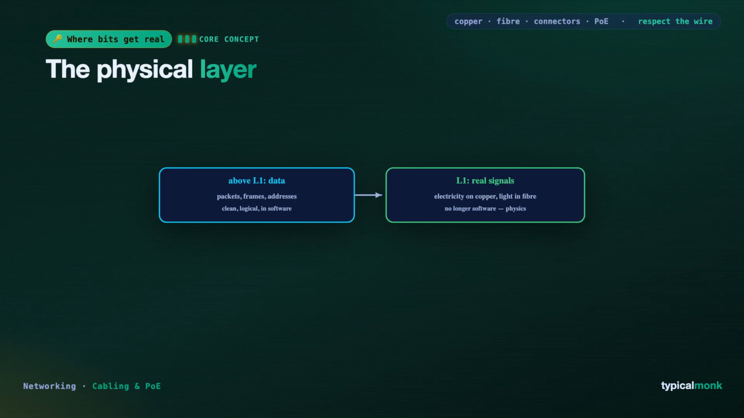That is layer 1. Here, bits, the ones and zeros, are turned into actual physical signals traveling down a medium. On copper cable, that signal is electricity, voltage levels representing ones and zeros. On fiber optic cable, it is light, pulses flashing on and off. This is no longer software, it is physics. Real signals in real materials, obeying the limits of the physical world.